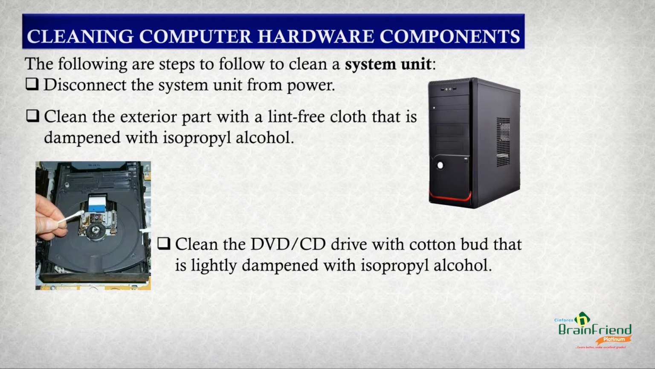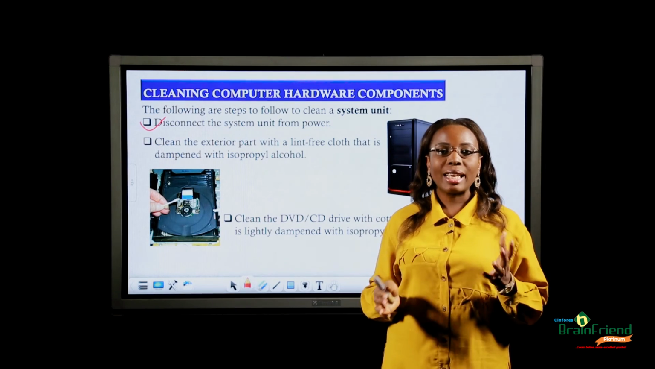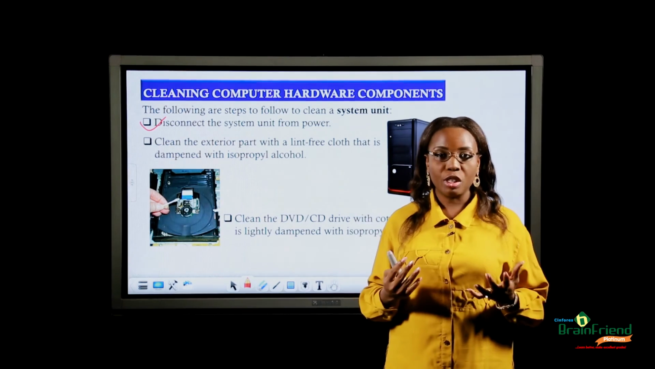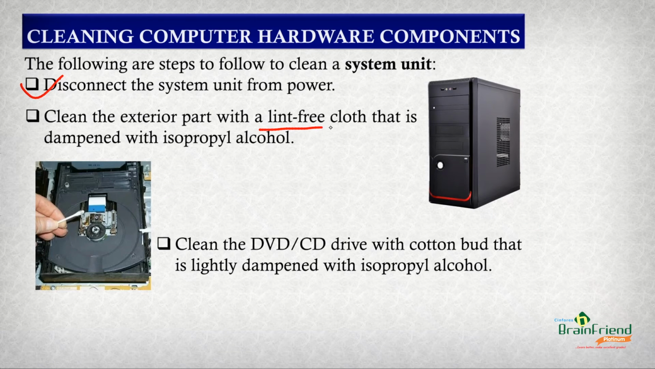For the system unit, you must also observe safety by disconnecting the system unit from power. And because the system unit has several components, other than cleaning just the surface, you need to open it up and clean the interior part as well. For the surface, you use a lint-free cloth that is dampened with isopropyl alcohol to clean the external part of the system unit. For the DVD drive, simply use cotton bud that is lightly dampened with isopropyl alcohol to clean around the DVD drive.